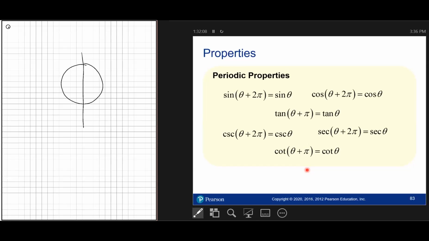Because if you look on the unit circle, the tangent values in the first quadrant are exactly the same as the tangent values in the third quadrant. So that's only 1 pi away. And same thing is true with cotangent. And so that's why the period there is only pi.